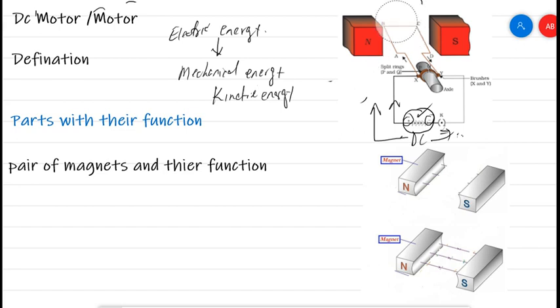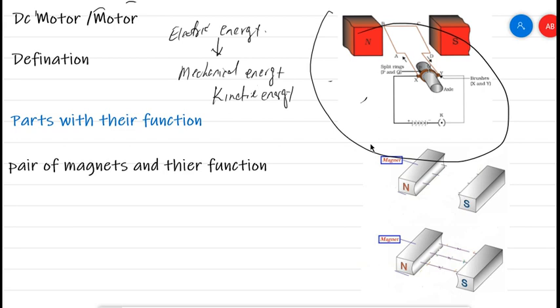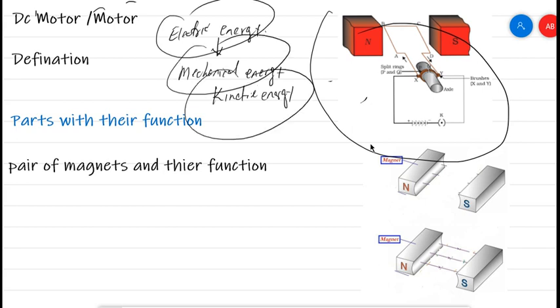So how can we describe it now? I think now you can describe by yourself what a DC motor is. It is a device, an electrical device, which converts electrical energy into mechanical energy or kinetic energy. You can use either one at one time, it's up to you. So what is the proper definition? How will you describe it? It is the electrical machine which converts electrical energy into kinetic energy, called DC motor or just simple motor.